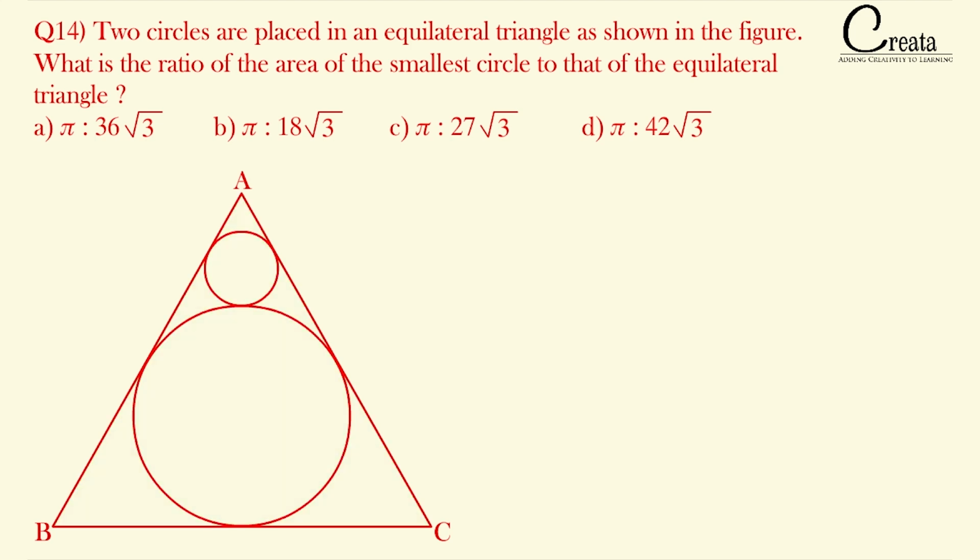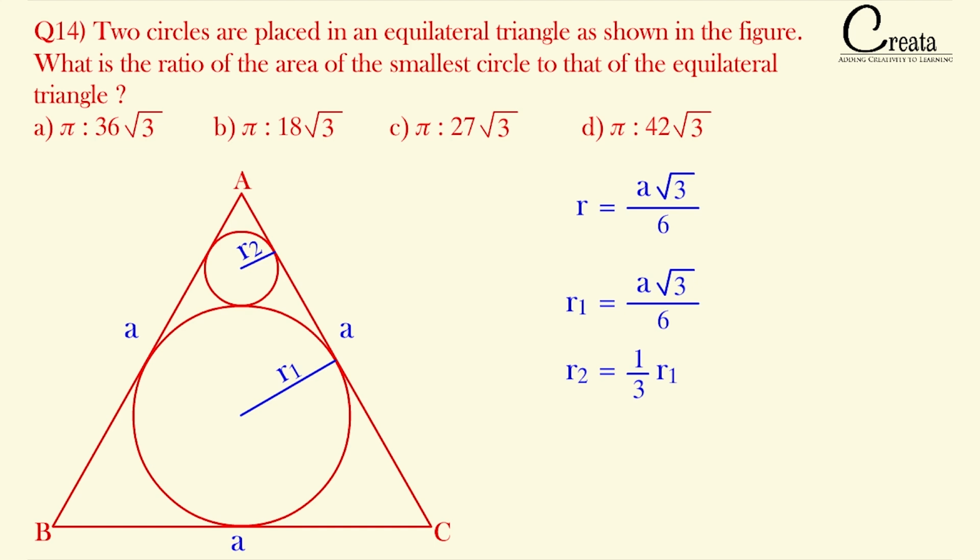Let's approach the question. This is an equilateral triangle and we know the formula of the radius of the circle inside an equilateral triangle is r is equal to a root 3 upon 6. Let's denote the radius of this big circle as r1 and the radius of this small circle as r2. We have assumed a as the side of this triangle, all three sides will be a. So r1 is equal to a root 3 upon 6. We have applied the direct formula. And we know r2 will be equal to 1/3 of r1.